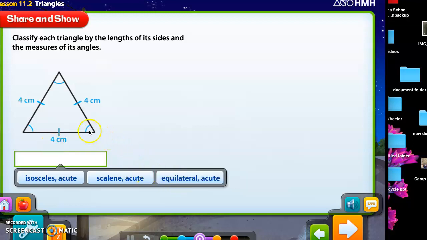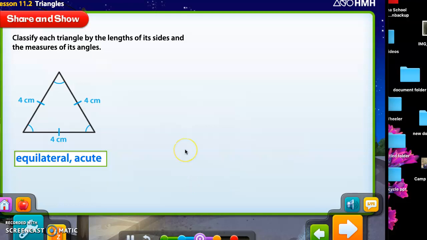And notice each of these angles is smaller than a corner. A corner looks like a capital L. So each of these is smaller than a capital L if you look at the shape. So therefore they are acute angles. So it would be an equilateral acute triangle. That's right. This is an equilateral acute triangle.